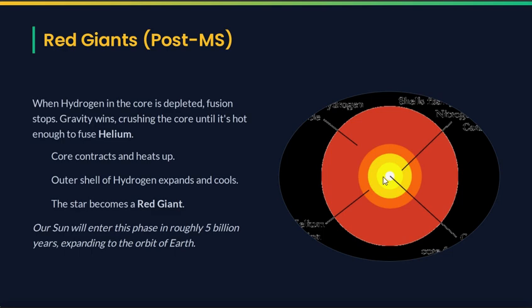So our sun will enter this phase in roughly 5 billion years, expanding to the orbit of the Earth. That means we can touch the sun. I don't know if that's a good thing. I'm not gonna lie. Where are we gonna be in 5 billion years? Something like that.